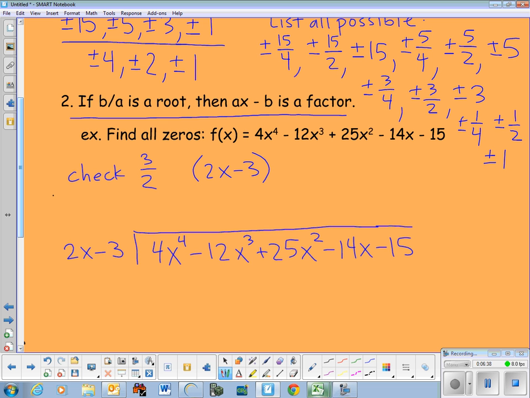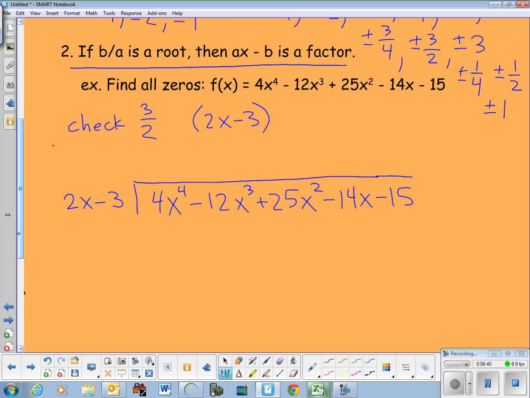Okay, the first question I need to ask myself, what do you need to multiply 2x by to get 4x to the 4th? And the answer is 2x to the 3rd. I'm going to write that above the cubic term that's underneath. Now I'm going to multiply this. I'm going to distribute it to both terms and write this underneath. So 2x cubed times 2x is 4x to the 4th. These two should match up perfectly every time, otherwise you chose the wrong answer up top.